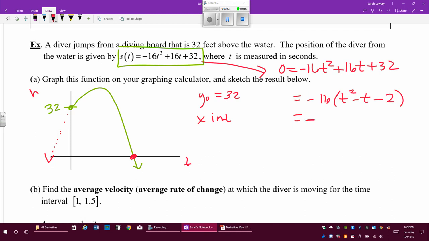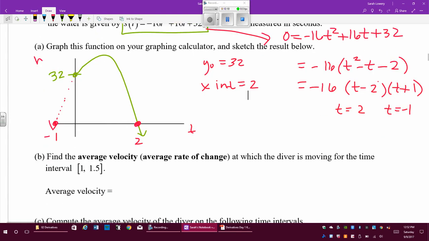Okay, and that is factorable into t minus 2 then t plus 1, which gives me t equals 2 and t equals -1, which means this point over here is -1, and this point over here is +2. So my x-intercept is 2. So I have a nice picture to set this up for us.